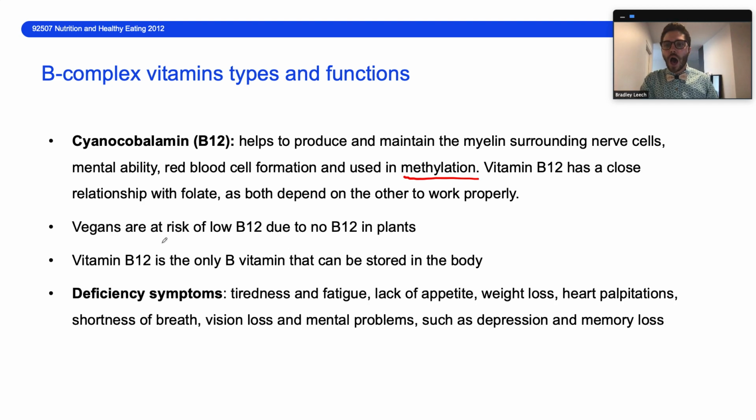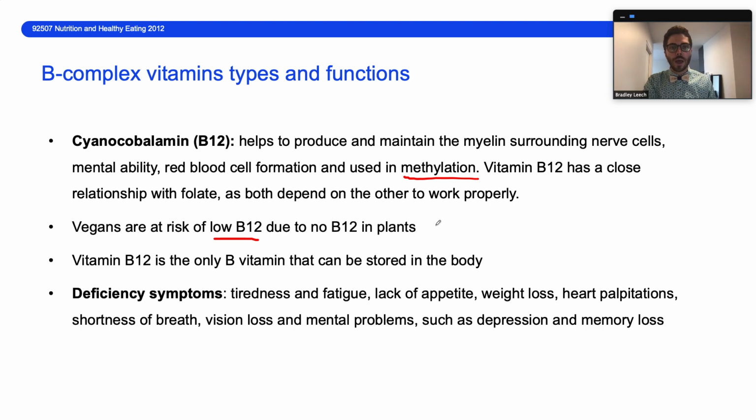Now, vegans are at risk of low B12. I'll say this now. Out of all the potential vitamins and minerals that are out there, the one vitamin or mineral that vegans are most likely to become deficient in or need to monitor is B12. That is because there is no B12 found in plants. Some may say, oh, but spirulina has got B12 in it. It's such a small amount, it's not enough to maintain your stores of vitamin B12.